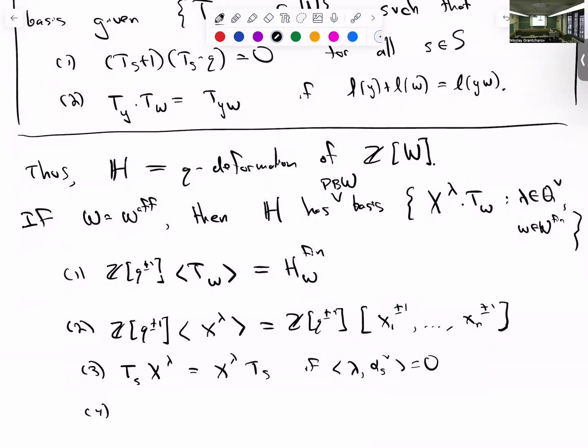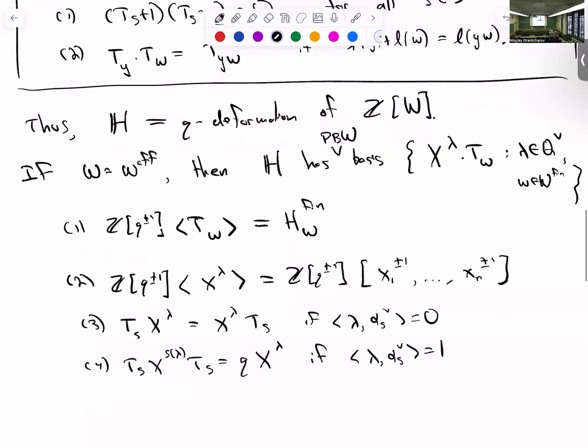And secondly, when the pairing between the root and the co-root is 1, then the generators Q commute. I'll say it that way. So these are all the generators and relations using this PPW basis.